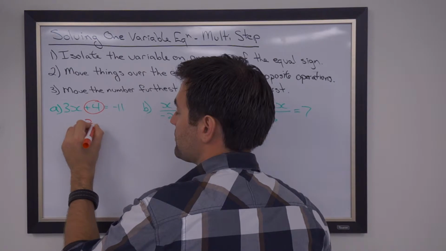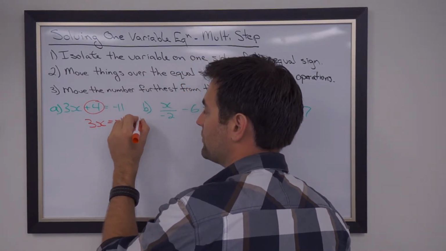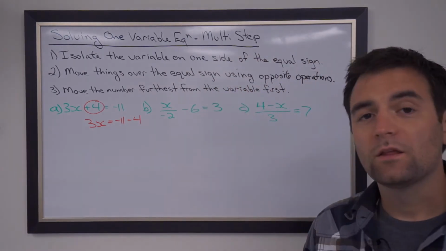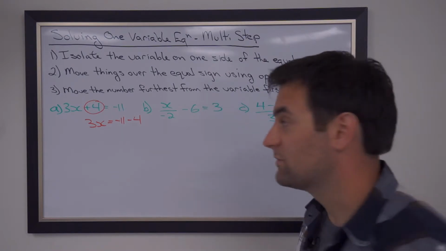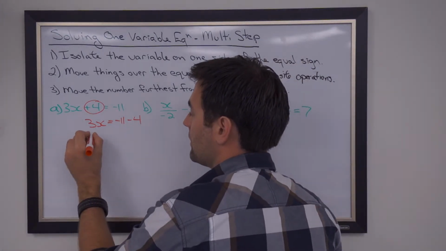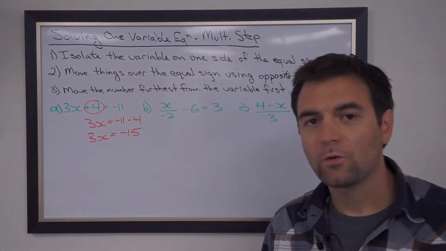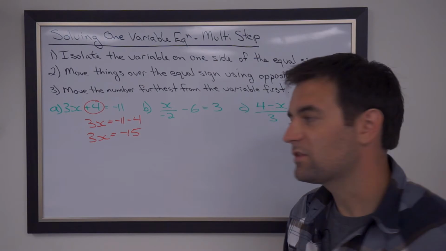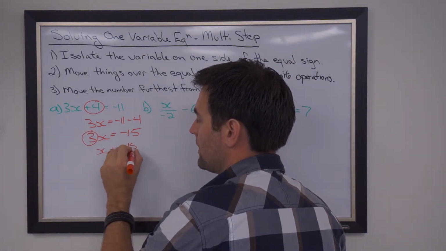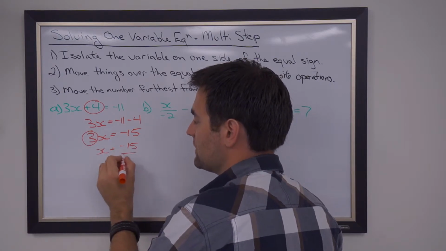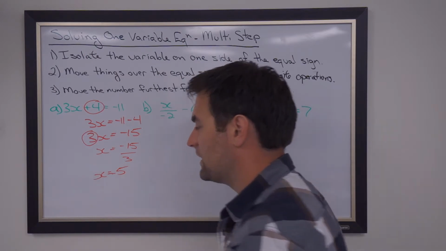So that means we have 3x equals 11 minus 4, since the plus 4 moves over and becomes minus 4. 11 minus 4 is 7. 3x equals 7. Now we're back to a one-step question. We move that 3. And when we move it times 3, it becomes divide by 3. And we get x equals 7 over 3.